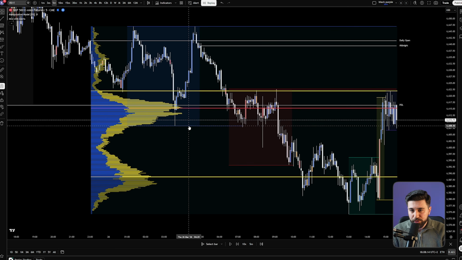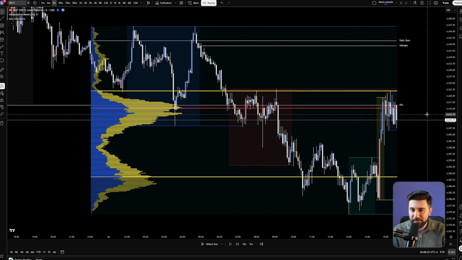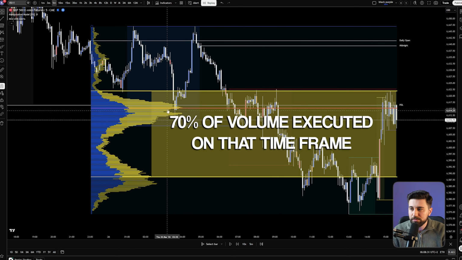What it also shows is 70% of the volume transacted. So basically, when we plot a volume profile of the entire day, that will show us 70% of the total volume being executed on that specific time frame.